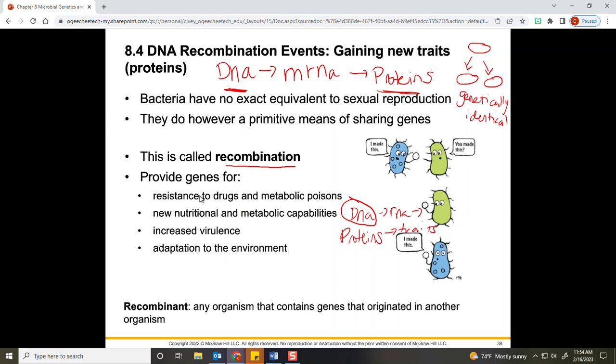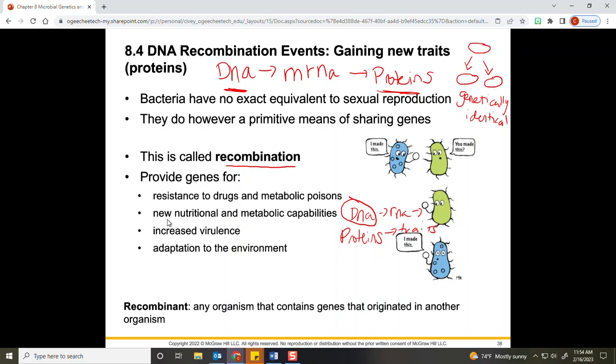So, why is it useful for bacteria? Sometimes these genes that they trade amongst other bacteria can provide resistance to drugs or some kind of other metabolic poison. For example, Staph aureus is resistant to multiple different types of antibiotics like methicillins and penicillins and others. So originally, that wasn't the case, but what we're seeing more and more of in the current day and age is that more microbes are becoming more and more resistant to the drugs that we currently have.